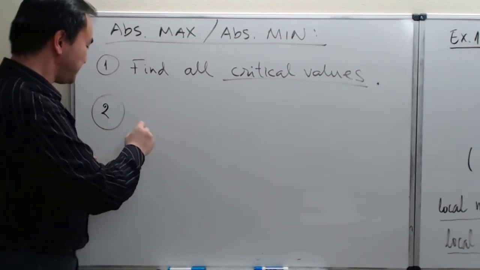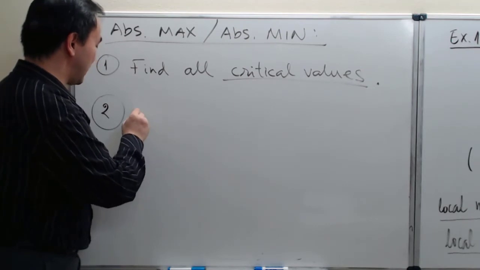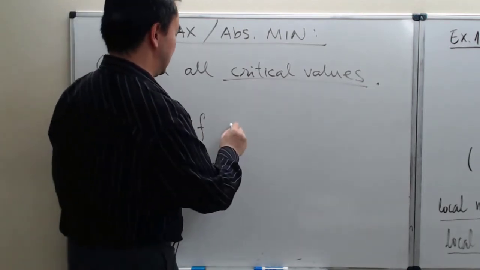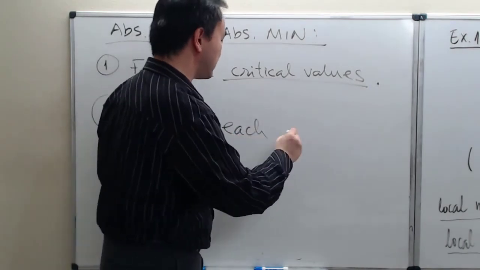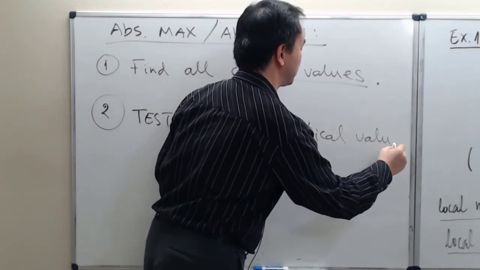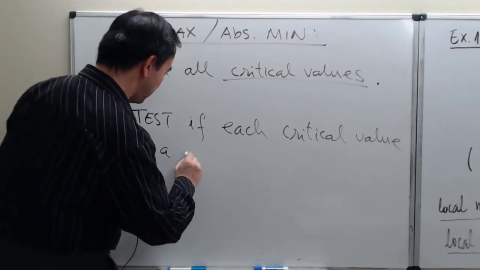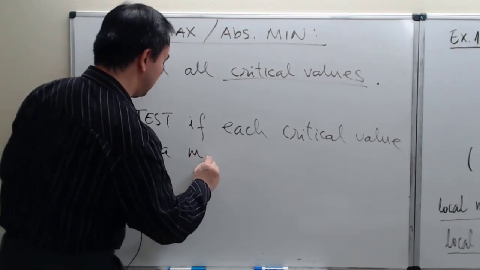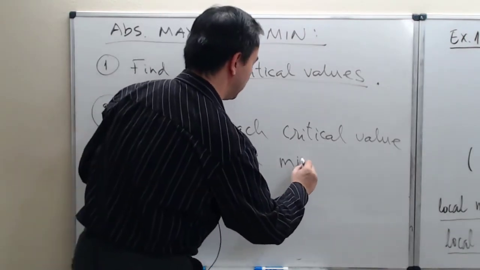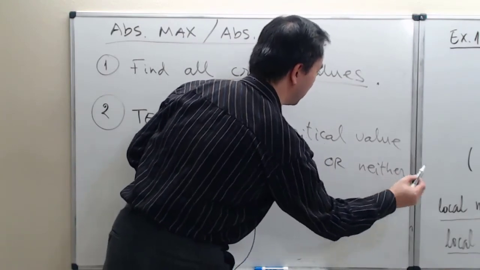But once we've had that point nailed down, the big step 2 right here is that we're going to have to test if each critical value is a maximum or minimum, or even neither. This is something we can do.